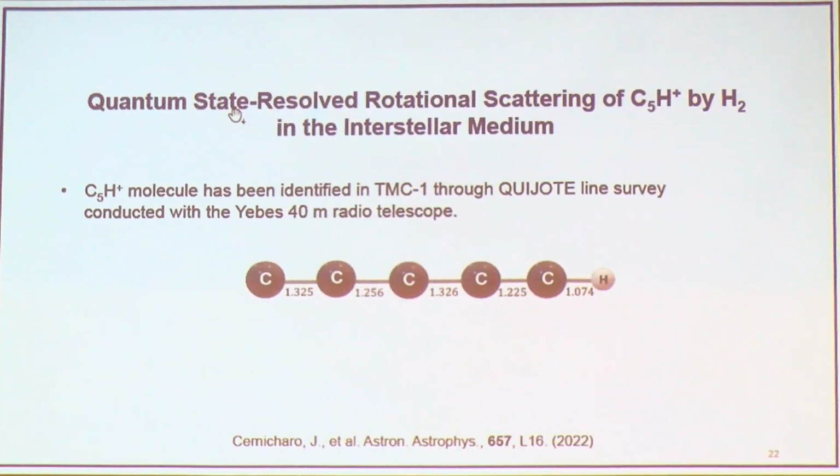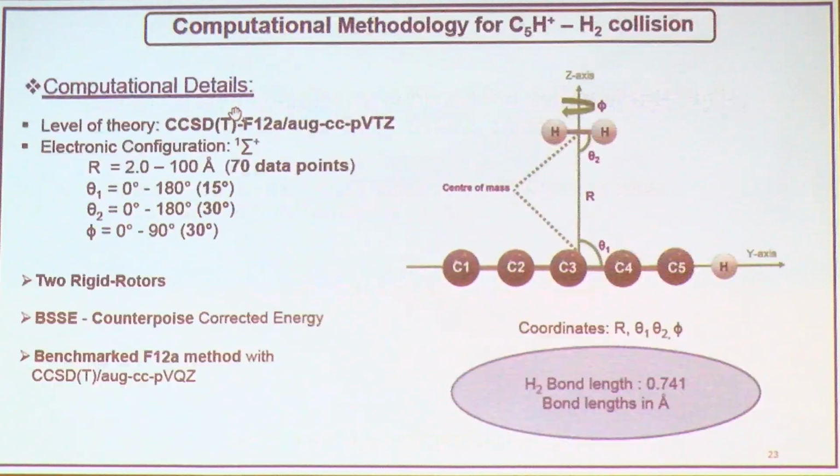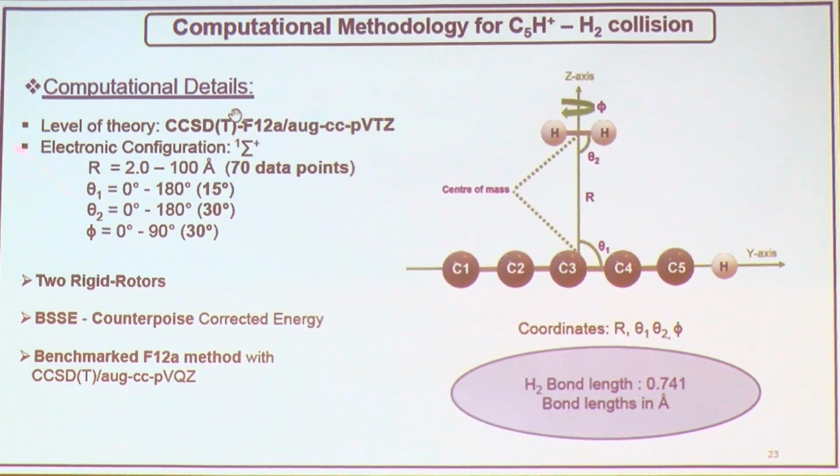Then since C5H+, the protonated form, was recently detected, we explored this system recently. It has been detected in the Taurus molecular cloud. Similarly, the procedure we employed for C5 is also employed for the C5H+ system. The only difference is that, since the system is non-symmetric, one has to go for theta 2, which is the rotation of H2, through all 180 degrees. So not just stopping at 90, but you have to rotate all the way from 0 to 180 degrees.